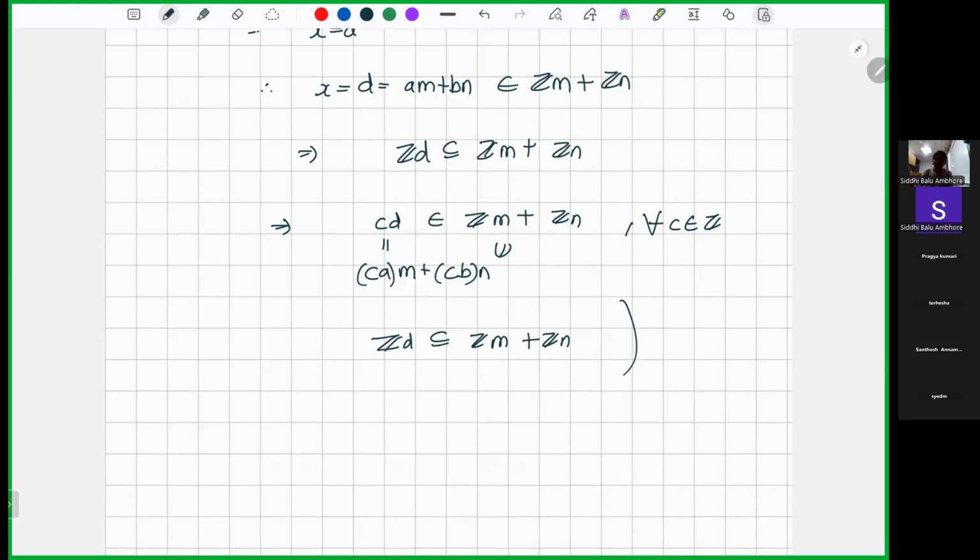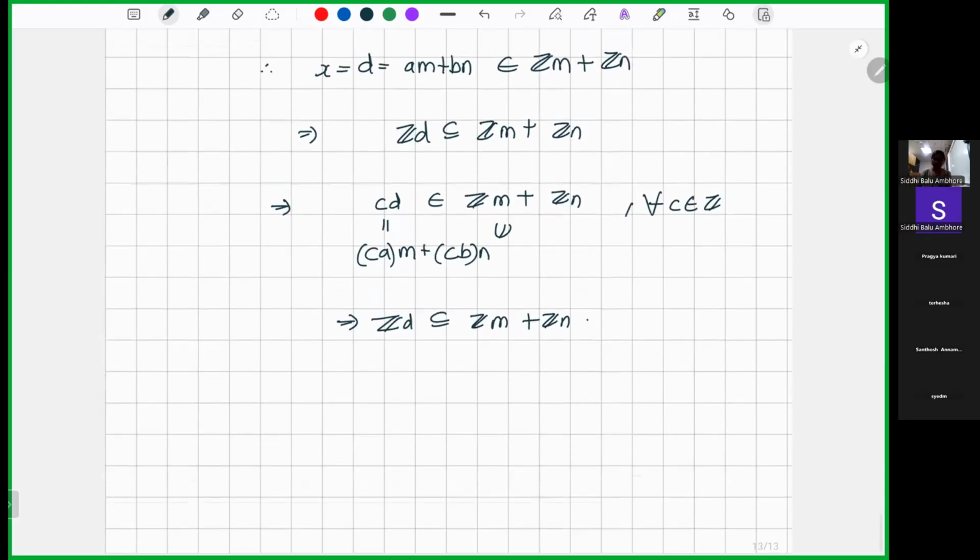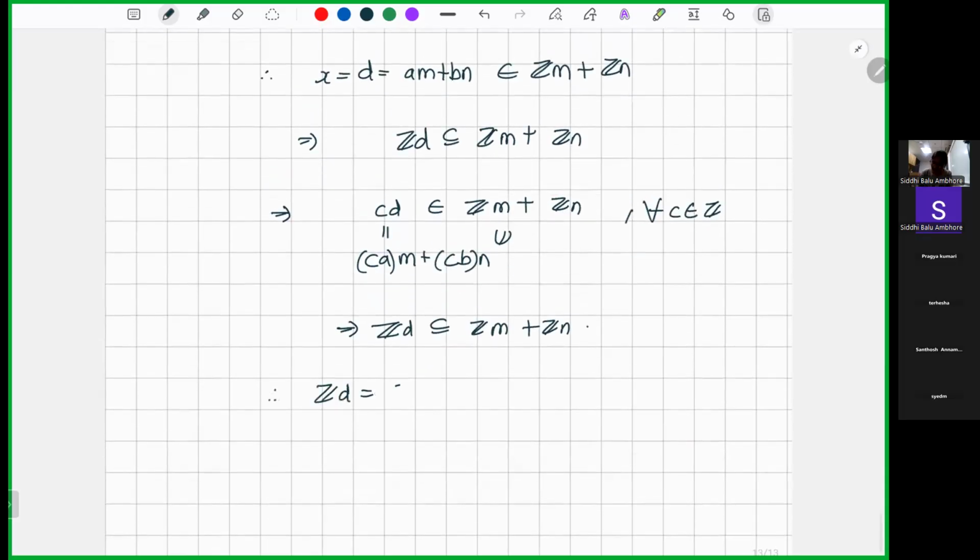Any doubts here? So we got that Zm plus Zn is Zd, and this d was indeed the GCD of m and n. So any doubts here? No doubts. Great.